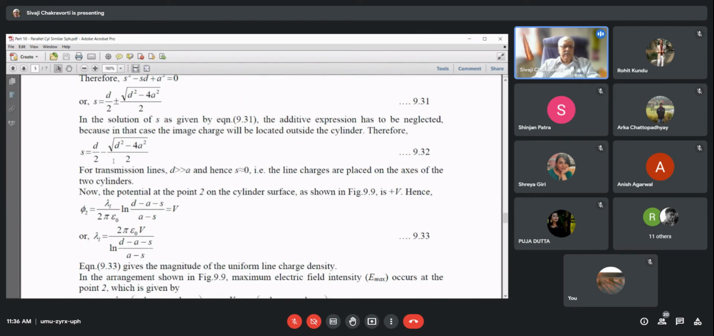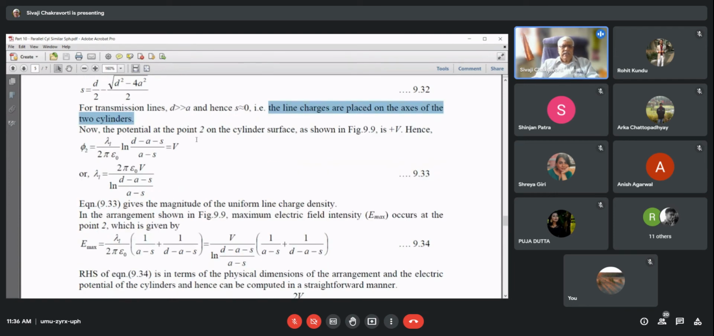And if you look at this very interestingly, if it is a transmission line, then the radius of the conductor is much smaller compared to the distance between the two conductors. So D is much greater than A. And then looking at this, you can see that this S becomes almost zero. And what does it practically signify? It signifies that the line charges can be considered to be placed on the axis of the two conductors. And that's exactly how we analyze the transmission line conductors.